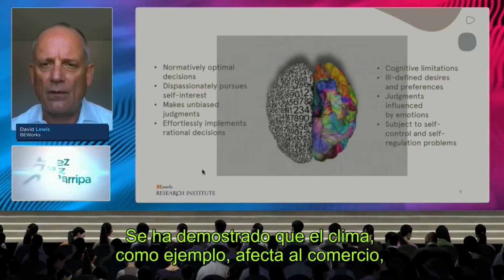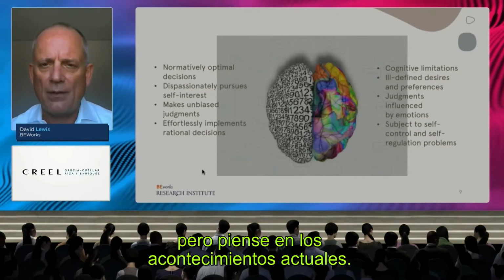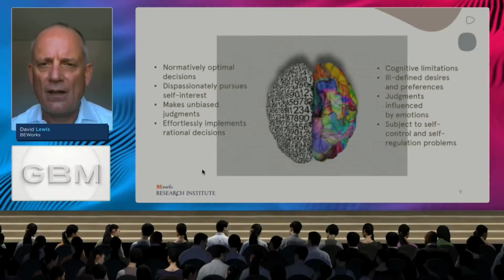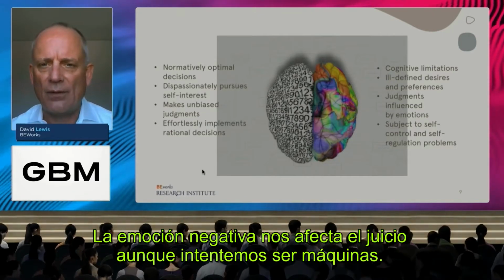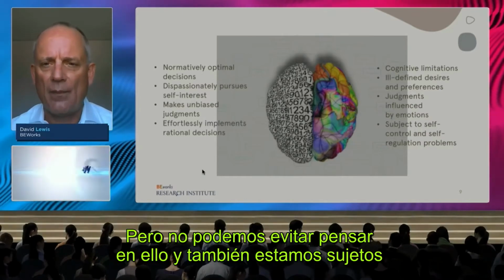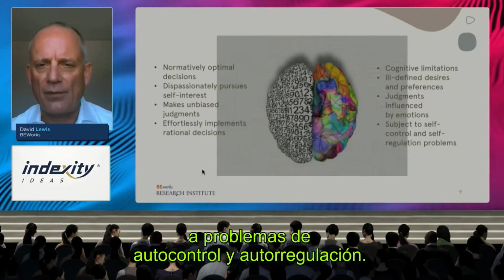Think about the weather as an example, which has been shown to affect trading. But think about current events, geopolitical uncertainty. That negative emotion influences our judgment, even if we try to be computers, but we can't help but think about it. And we're also subject to self-control and self-regulation problems.